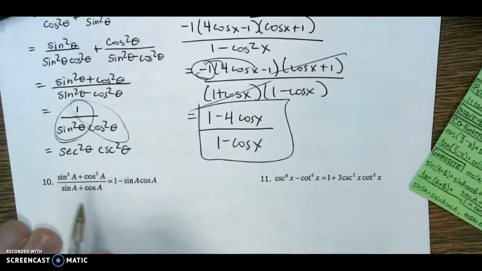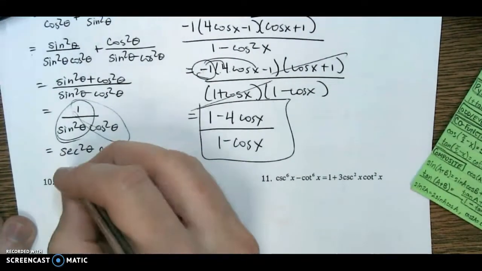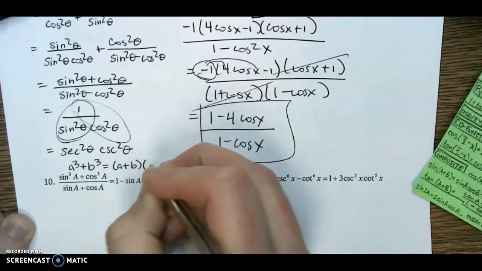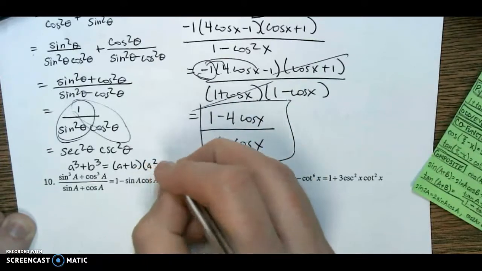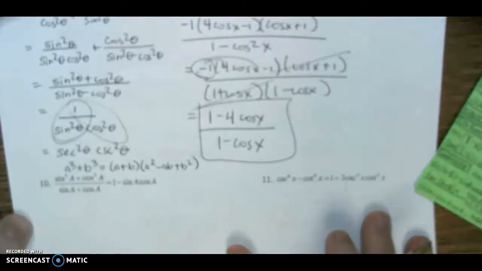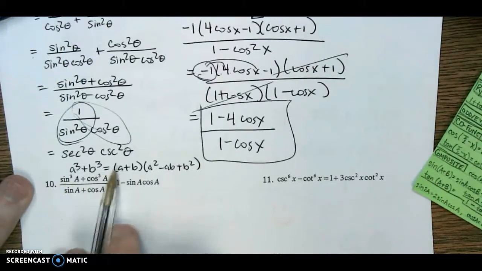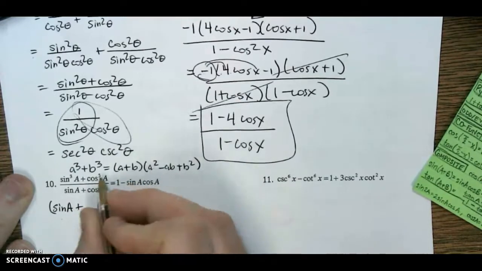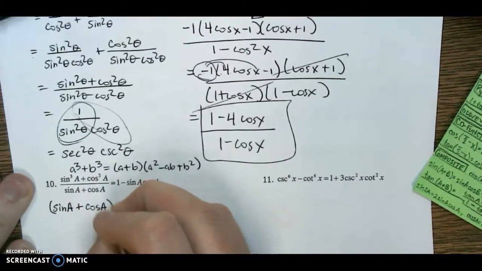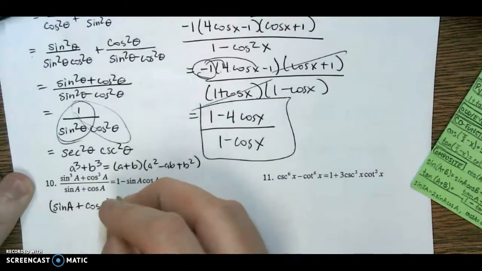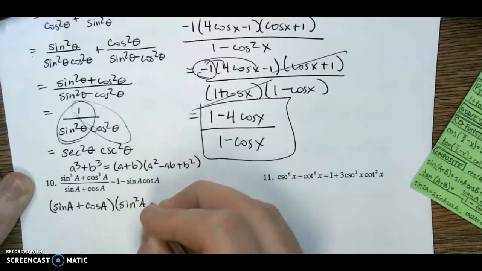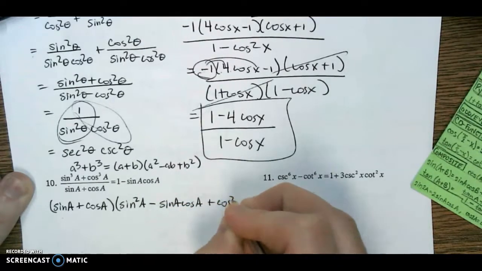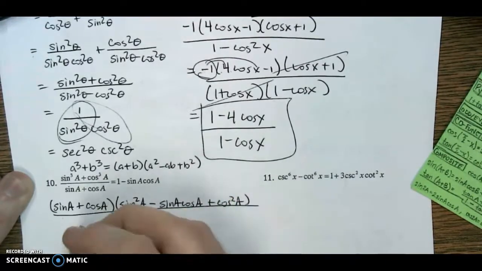On number 10, we've got higher exponents, so this is a sum of cubes. We're going to do the sum of cubes formula, which you can go ahead and put on your note card if you don't have it already. And so the a in this case is sine a, so we're going to put sine a for all these a's. The b is cosine b, or cosine a, so go ahead and put cosine a for all the b's. So then we are going to have sine squared minus sine cosine plus cosine squared, and then all over your denominator.